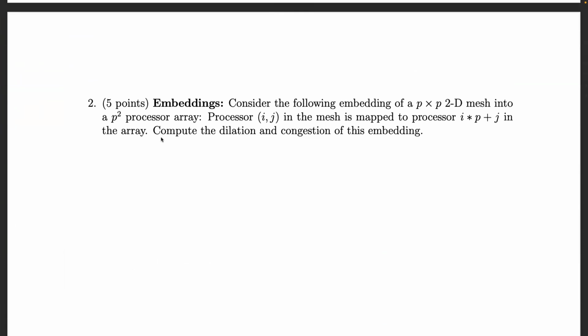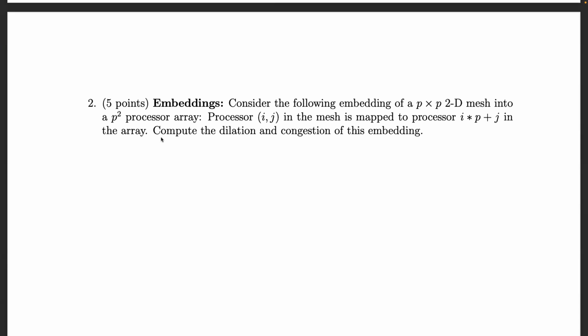Consider the following embedding of a P by P 2D mesh into a P squared processor array. Processor ij is P times i plus j in the array. So you have a 1D array, so you're trying to embed the source into the target. The source is the mesh, and the target is the array, which is a 1D thing. So what is the dilation and the congestion?